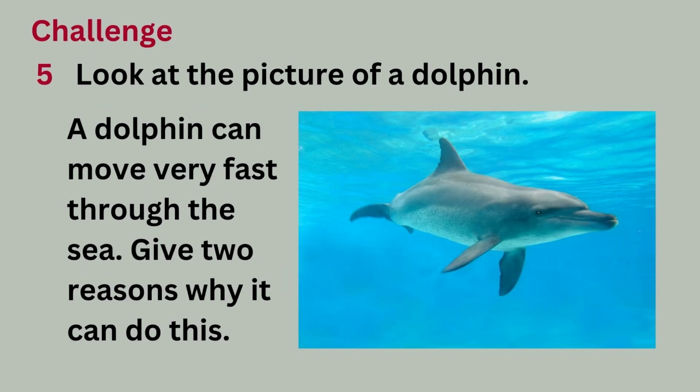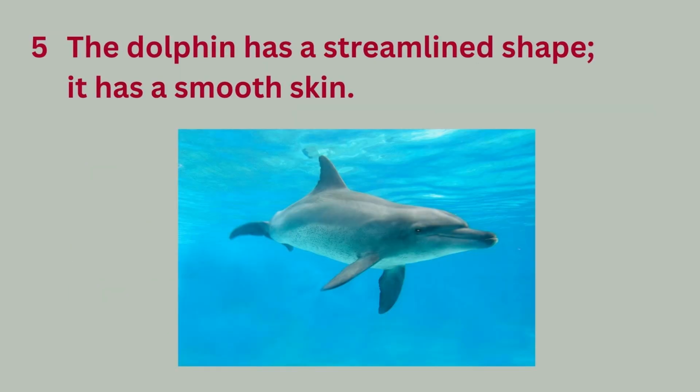Challenge. Question number 5. Look at the picture of a dolphin. A dolphin can move very fast through the sea. Give 2 reasons why it can do this. Because the dolphin has a streamlined shape. It has a smooth skin.